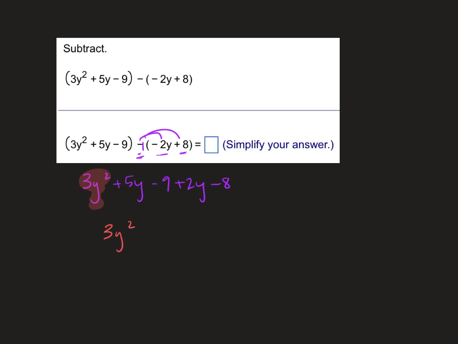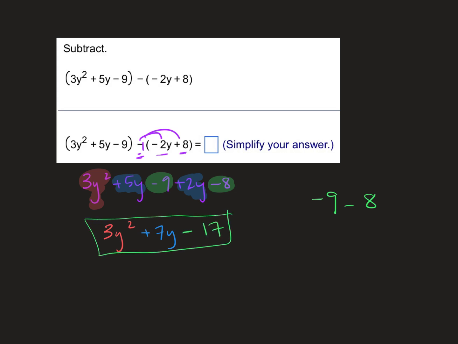Then I'm going to go and do 5y goes with his friend 2y. They're both positive, so I'm going to do 5 plus 2. Let me change my color to the right one, blue there. So plus 7y. And then our last guy, negative 9 and negative 8. So if I have negative $9 and then I go negative $8 more in the hole, I am now negative $17. So that would be my final answer.